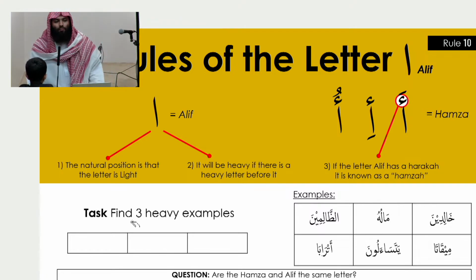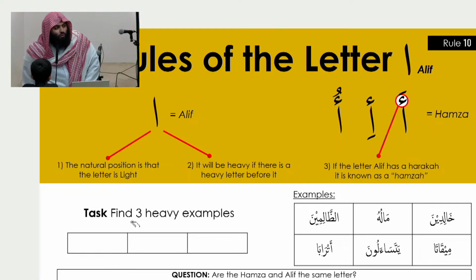What's the ruling here? The ruling is if before the alif comes a heavy letter, then the alif will be heavy. And if before alif comes a light letter, it will be light. Because alif, like I said, is just a mud. It's a very weak letter. It will follow the letter before. So if the letter before is heavy, this is also heavy. And if the letter before is light, it will be light.